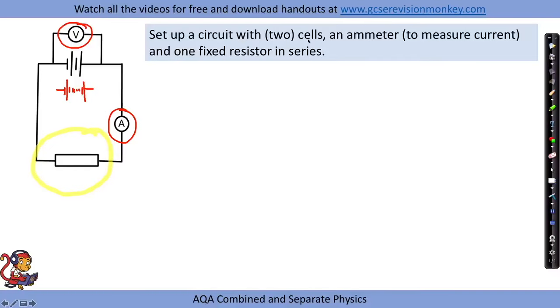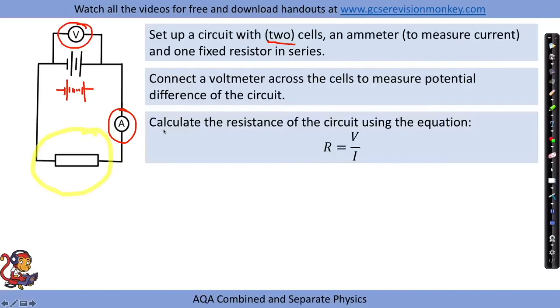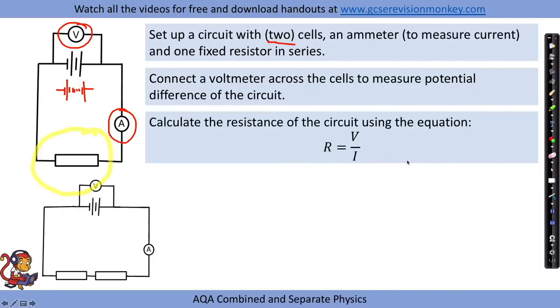So we set up a circuit with, say, 2 cells, an ammeter to measure current, and 1 fixed resistor in series. We connect a voltmeter across the cells to measure potential difference. And we calculate the resistance of the circuit using the equation R equals V from the voltmeter divided by I, which is current from the ammeter. We then add a resistor in series, and when we do this, we're adding the resistor next to the first resistor in exactly the same loop.